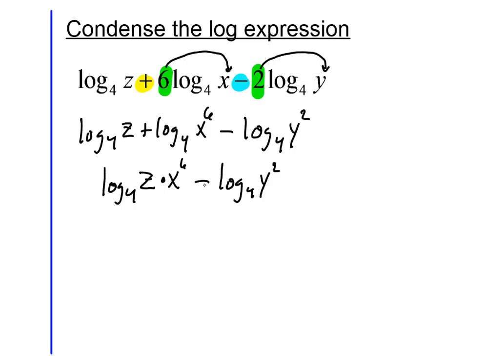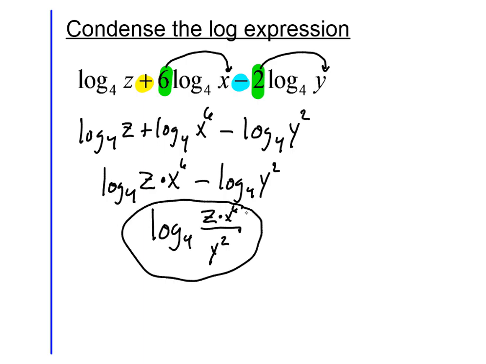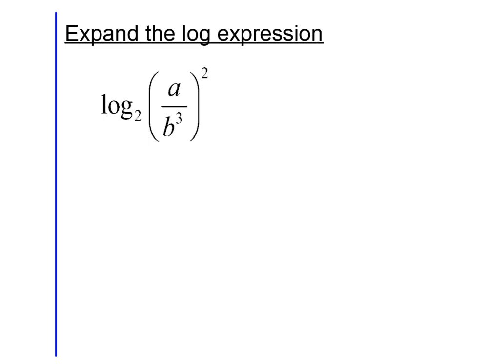And now let's use quotient property with the minus sign to combine these into a division sign. Z times x to the 6th is on top, y to the 2nd is on bottom. And I've condensed this all the way down into a log that only says log once. That's what condensing means. Let's take this log and expand it into as many logs as we can.